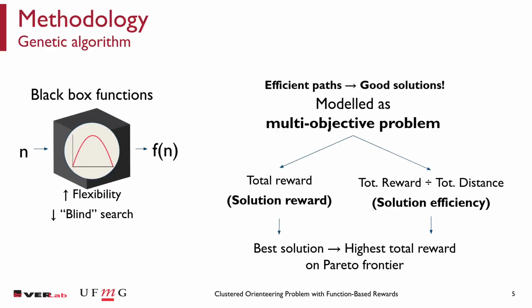For solving our problem, we use a genetic algorithm. Firstly, we model the functions as black boxes, and secondly, we modeled our problem as a multi-objective problem, since we know efficient paths form good solutions. So the first objective was the total solution reward, and the second was the solution efficiency, which is the total reward by the total distance. This leads to a more competitive environment in the genetic algorithm, but since this is still a single objective problem, our best solution is still the solution with the highest total reward.